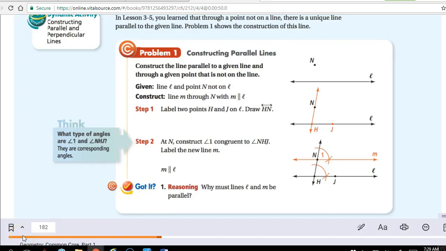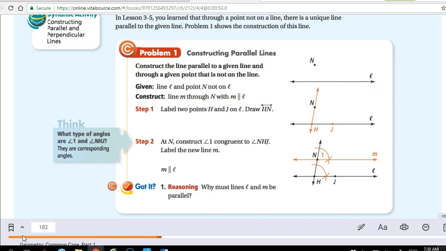Hello, today we're looking at geometry part 1. This is lesson 3.6 and this is example number 1 that we're looking at, found on page 182 of your textbook. It's wanting to show you how to construct a parallel line, and of course to truly be able to do this properly you're going to need a protractor.